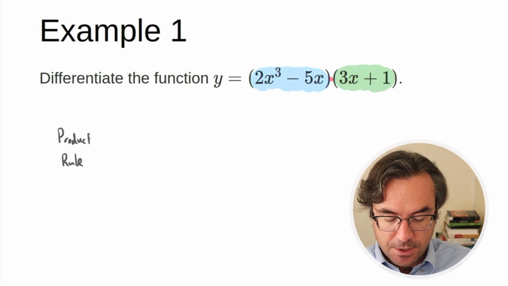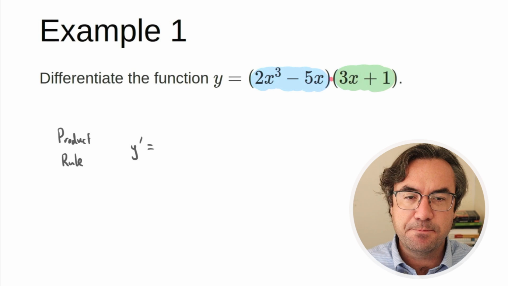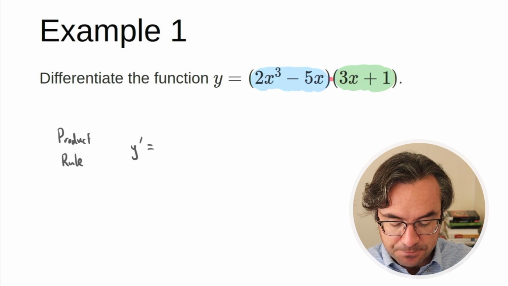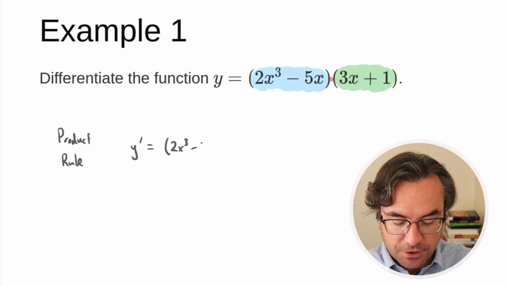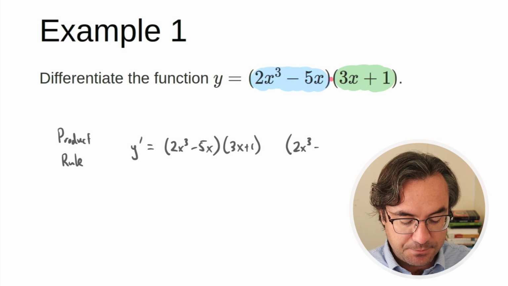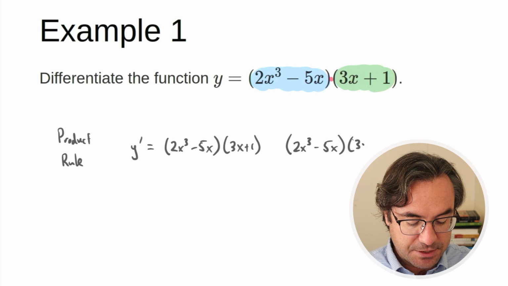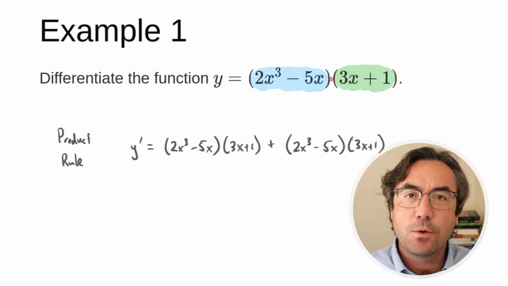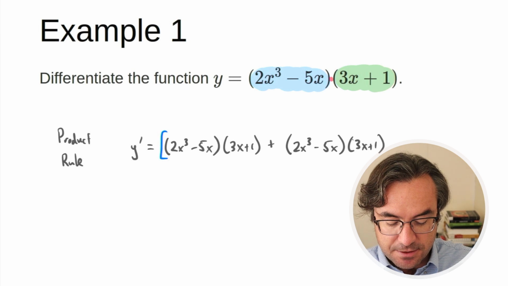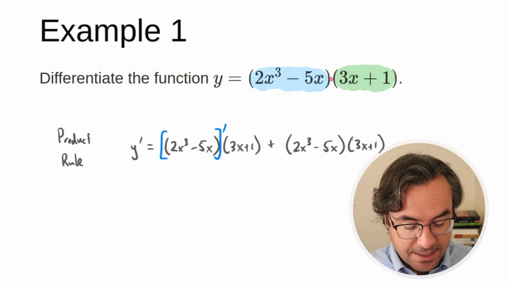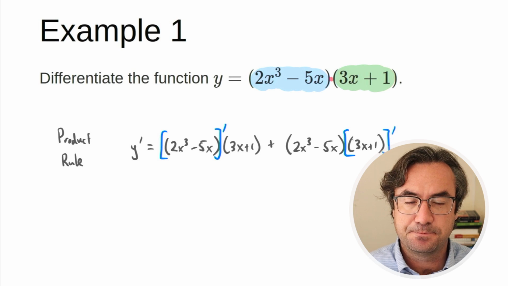Okay. So our derivative, we'll call it y prime. And a way to implement the product rule is to just write down two copies of your function. So we have our 2x cubed minus 5x times 3x plus 1. And then write down a second copy of it, 2x cubed minus 5x times 3x plus 1. And then we put a plus sign in the middle there. And what the product rule says is, in the first copy, apply the derivative to the first part, the first term, and in the second copy, apply it to the second part.